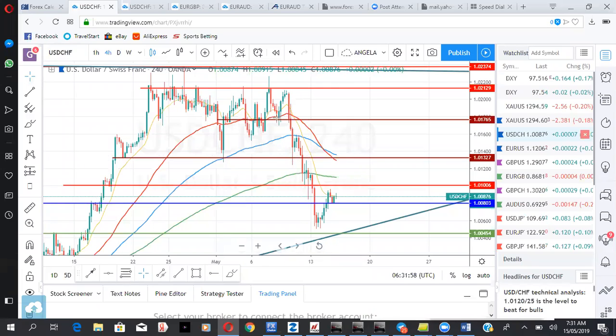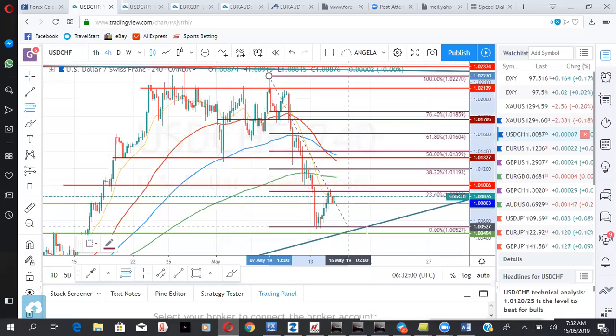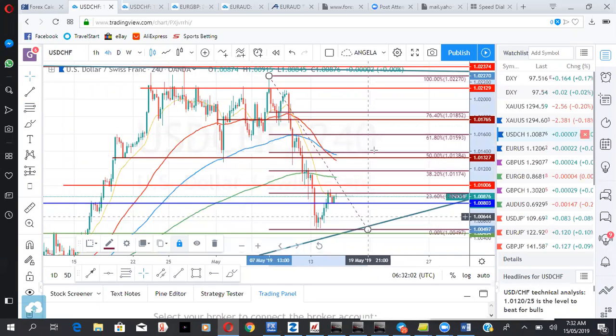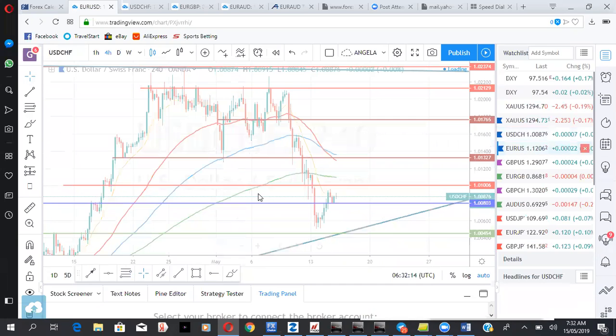Let me add the fib so that I have an idea. Yes, that's the 50% of this move. We might see price run up into this 1.0138 area on the USDCHF. Next one we'll be looking at is EURUSD.